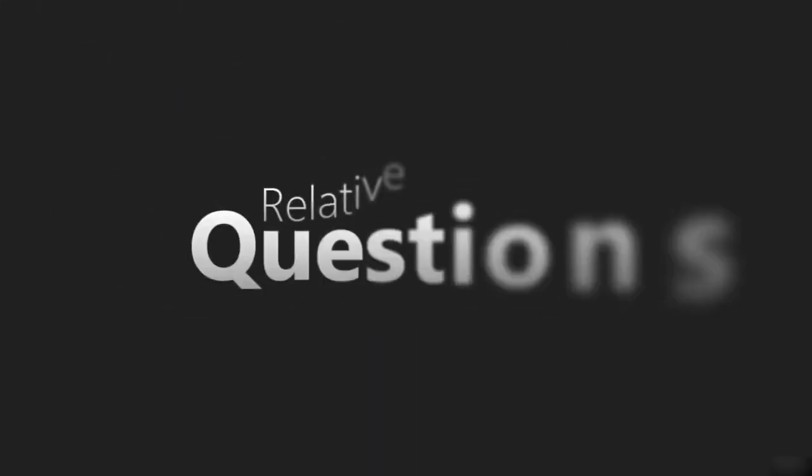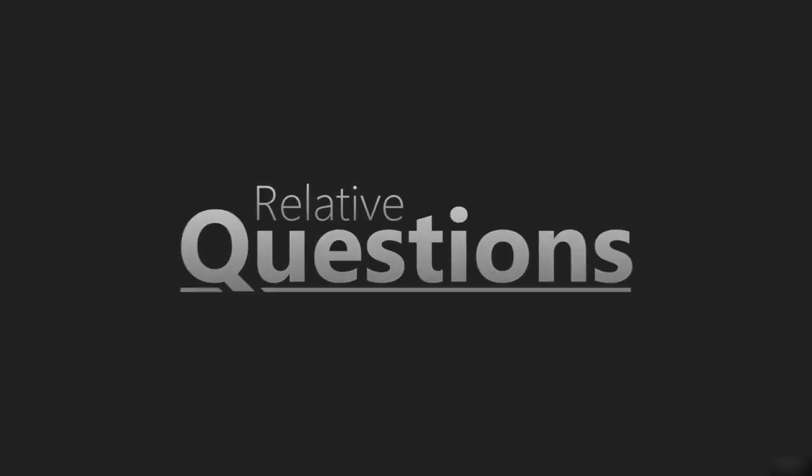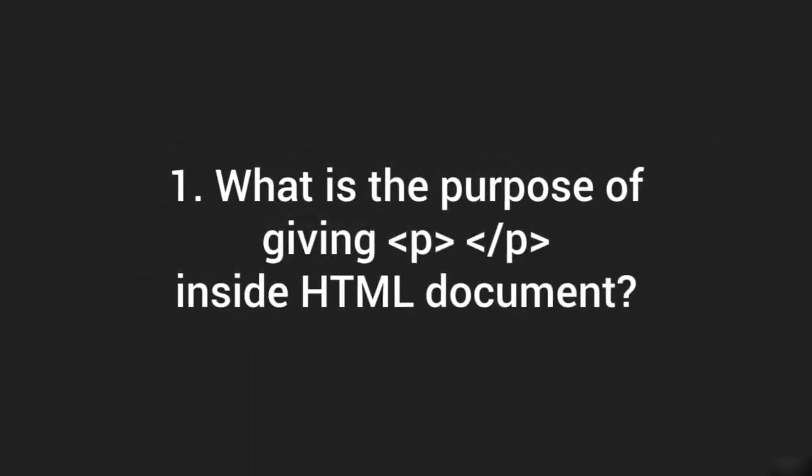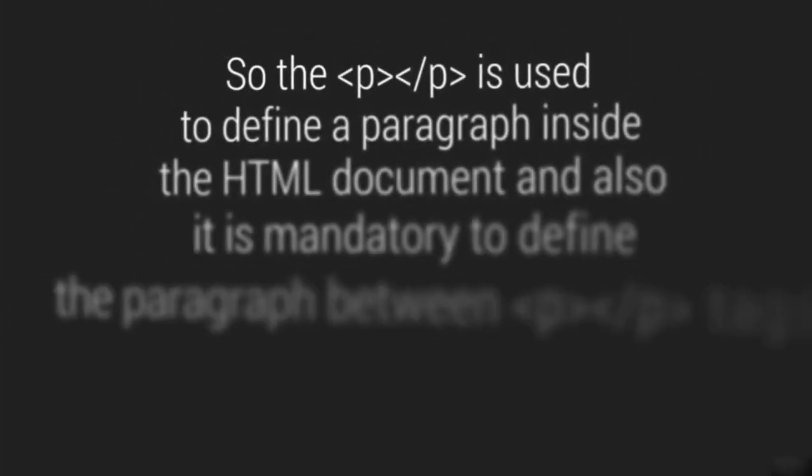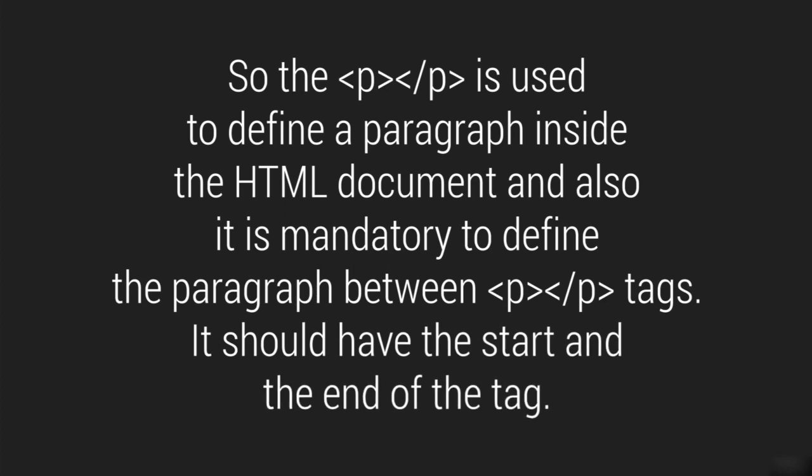Now let's talk about relative questions. The first question is, what is the purpose of giving the paragraph tag inside an HTML document? Well, the paragraph tag is used to define a paragraph inside an HTML document, and also it is mandatory to define the paragraph between these two tags. That is, it should have the start and the end of the tag. There are a few tags where you do not need the end of the tag, which I will discuss in the forthcoming sections, as those tags are called empty tags.